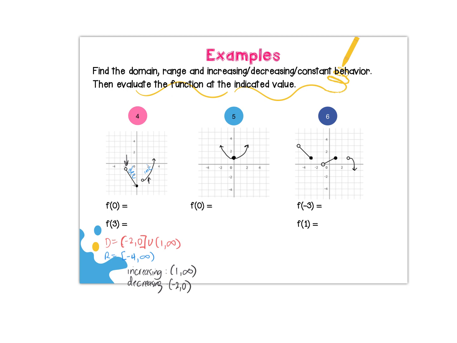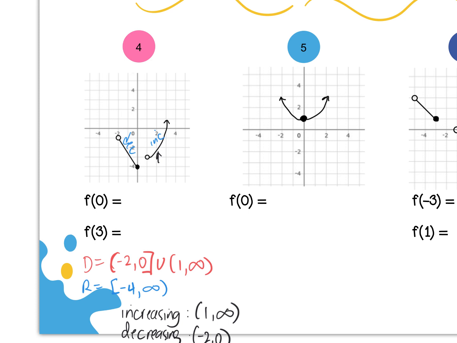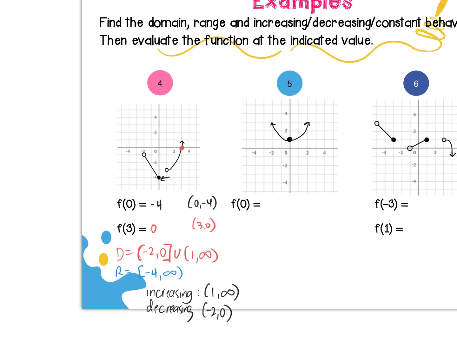The last part of this problem is to find the value. So what is the value of the function at x is 0? So just go to the graph, and when x is 0, what is the y value? It's right there. So 0, negative 4. So when the input is 0, the output is negative 4, and that's how you get that ordered pair, okay? When f of 3, that is, what is the value of the function when x is 3? Well, when x is 3, it appears that y equals 0. So 3, 0 is the point, and that kind of gives me the values, okay? And that's it for that.